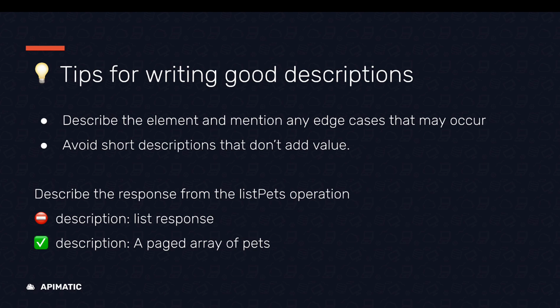As I mentioned, tips for good descriptions, instead of calling it just like a list response, be more descriptive. It's a paged array of pets that are being brought back. Avoid just short descriptions that don't add any value.